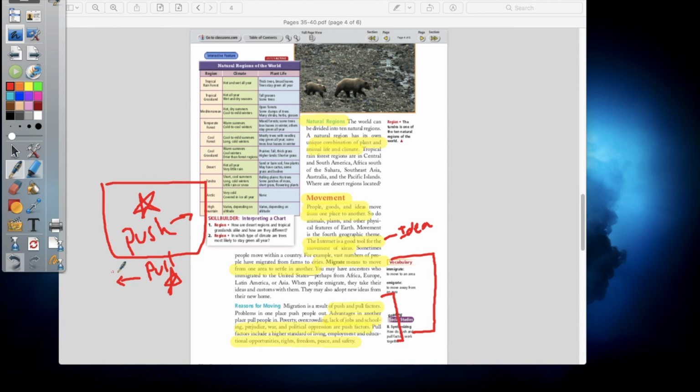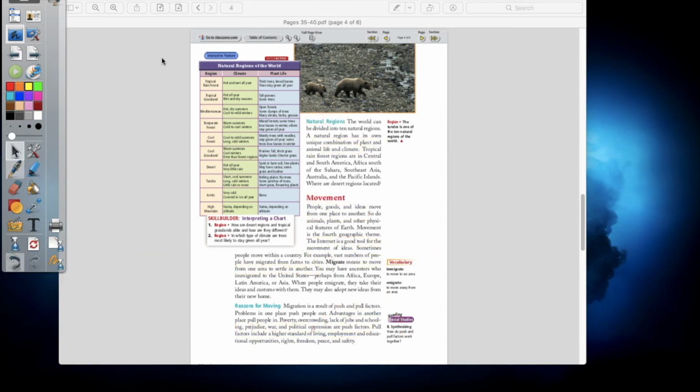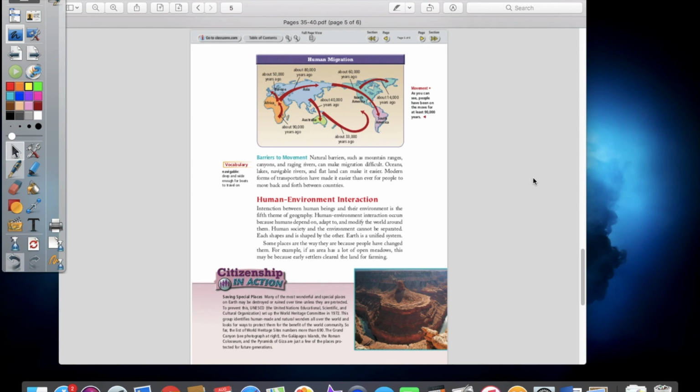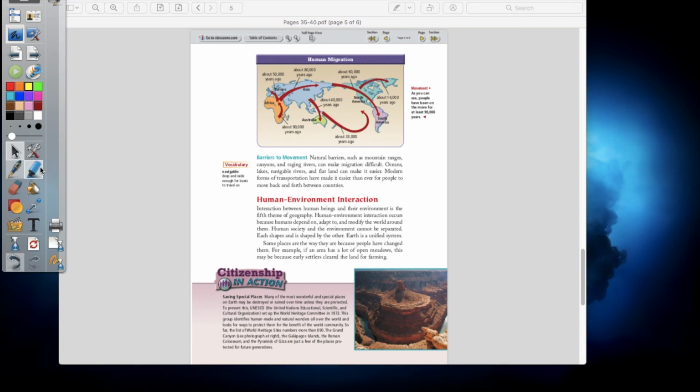So that's just some examples of push-pull factors that indicate movement within a region. That's what we're talking about when we're talking about movement as well. So that's one of our themes. With that being said, we also got to talk about some of the barriers that impact movement, because while you want to get around the planet, there could be some things that stop you. Things like natural barriers, for example.